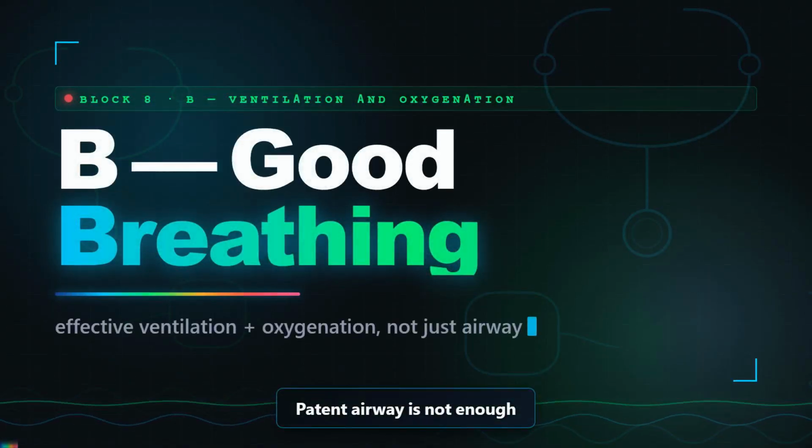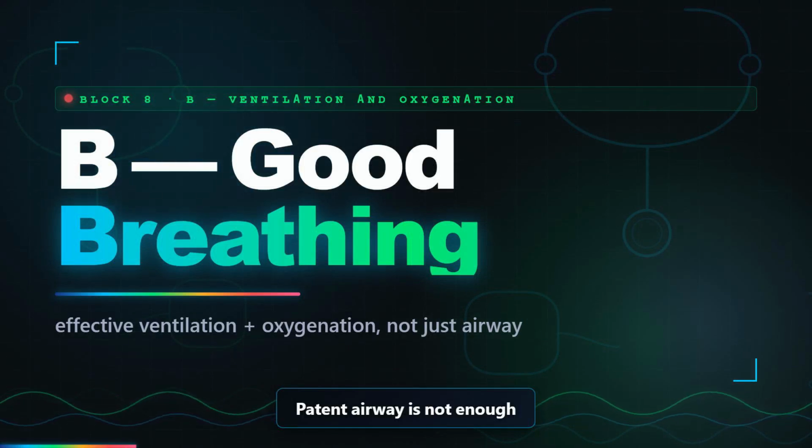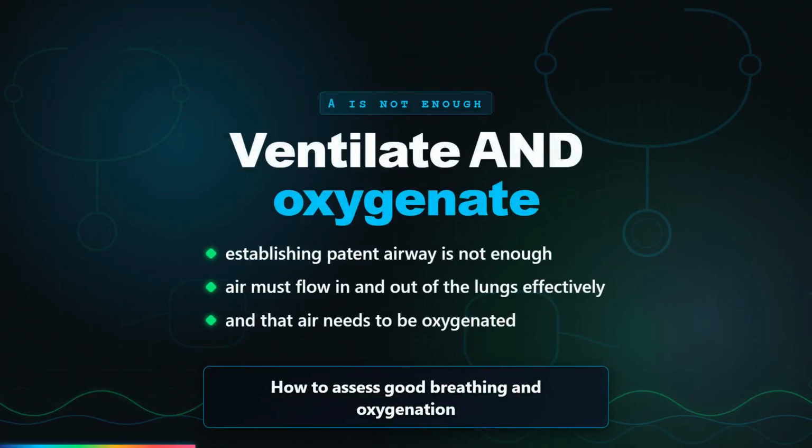Let's now go to B, which is good breathing. Establishing a patent airway is not enough. You need to establish good ventilation and oxygenation. Air needs to be entering and leaving the lungs effectively and needs to be oxygenated. How do you assess this? You observe the amplitude of respiratory movements, the respiratory rate, the bilateral pulmonary auscultation, the color of the mucous membranes, and ideally the oxygen saturation by oximetry.